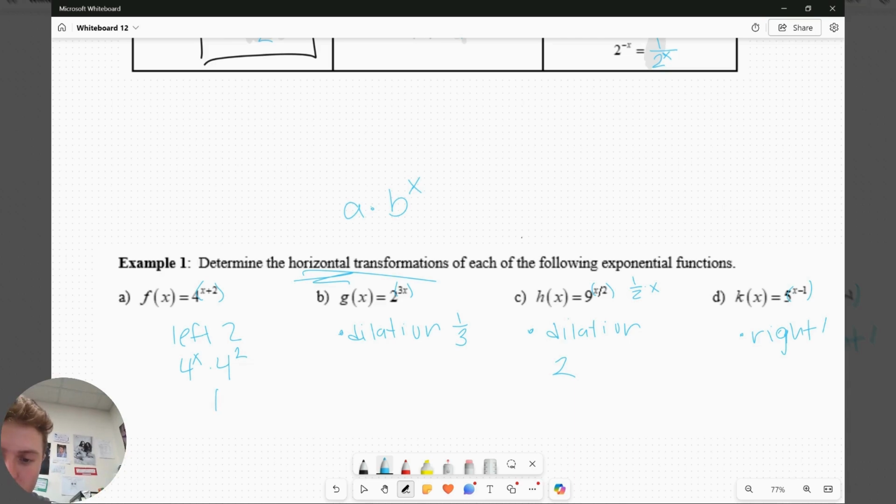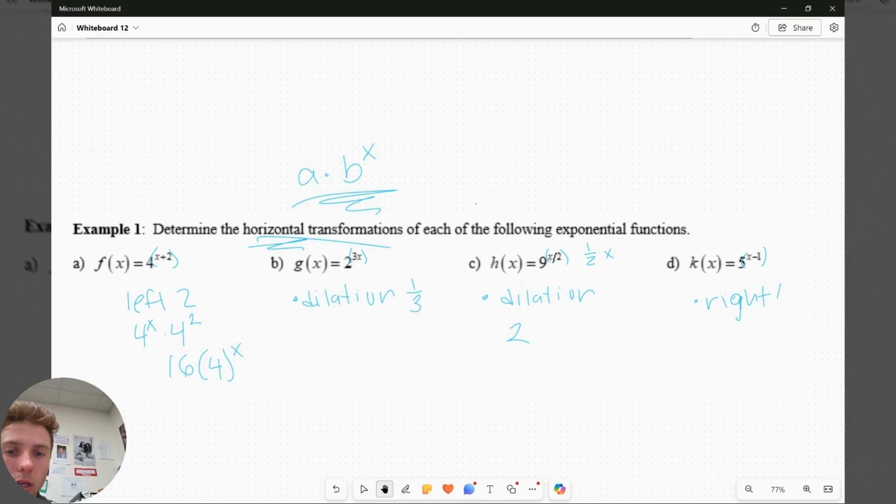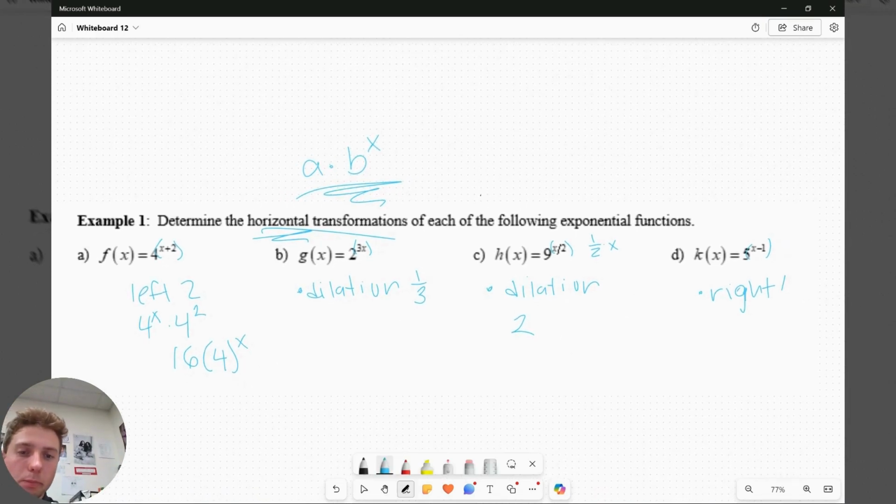Well, I can simplify this. 4 squared is 16. That's not a 6. 4 squared is 16. 4 to the x is still the same, but I want it in this form, so I'm going to move the 4 to the x to the end. That's one way we might change these functions. B and C, we'll talk about those more in just a moment. Let's look at D right now.